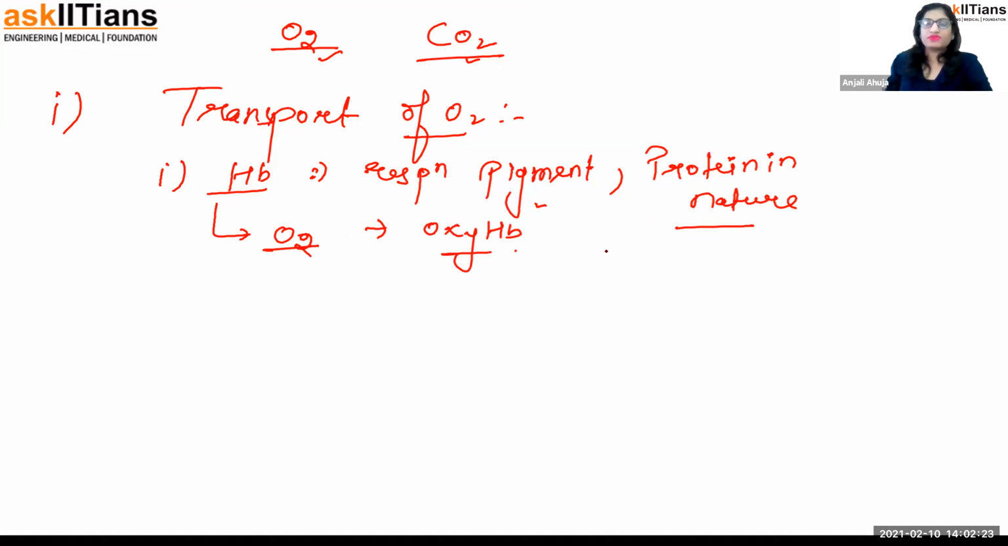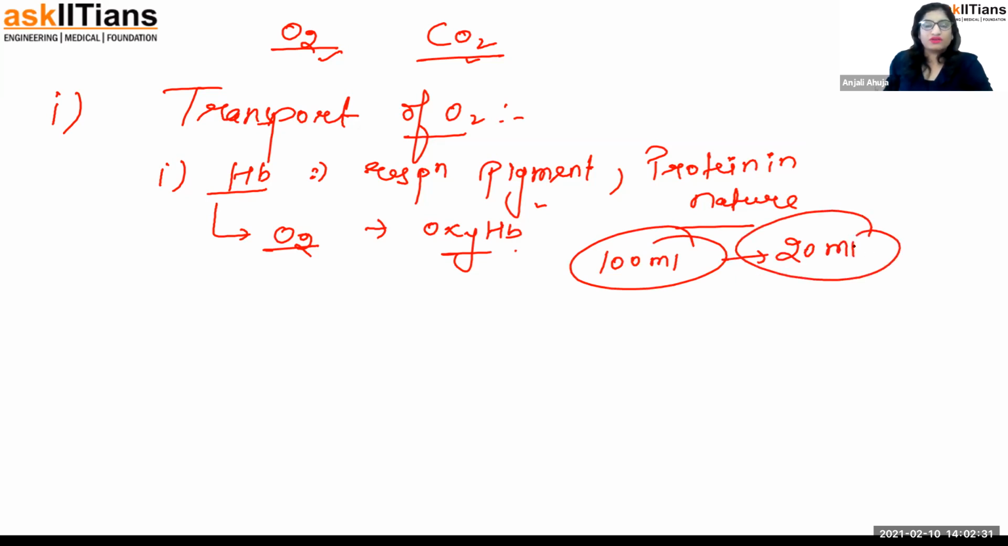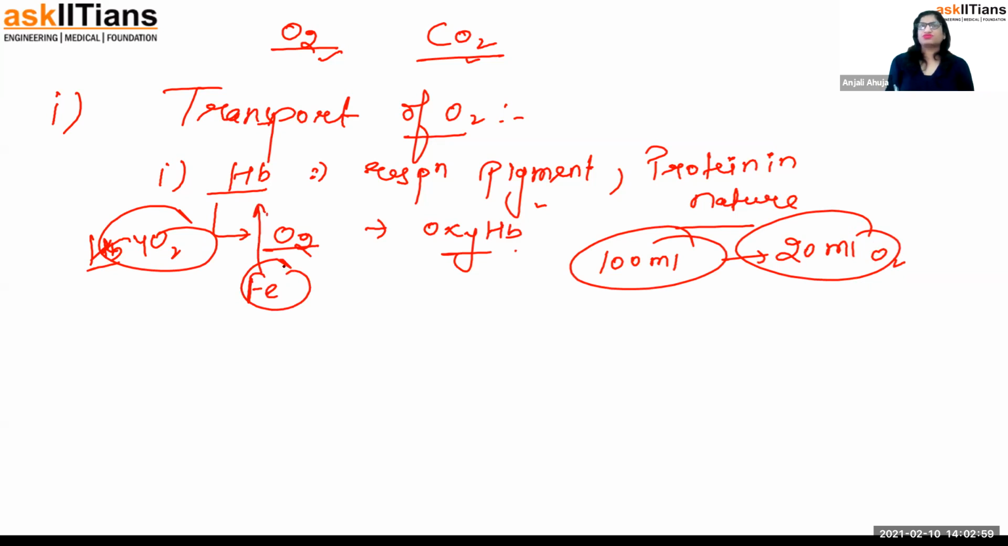Suppose there is 100 ml of blood. In that 100 ml of blood, nearby 20 ml of oxygen complexes you will find, transported with the help of oxyhemoglobin. The point is that oxygen is moving to the cells in the blood. In that case, it first complexes with hemoglobin. One hemoglobin can make a complex with 4 oxygen molecules. Additional information: iron is present inside the Hb structure.